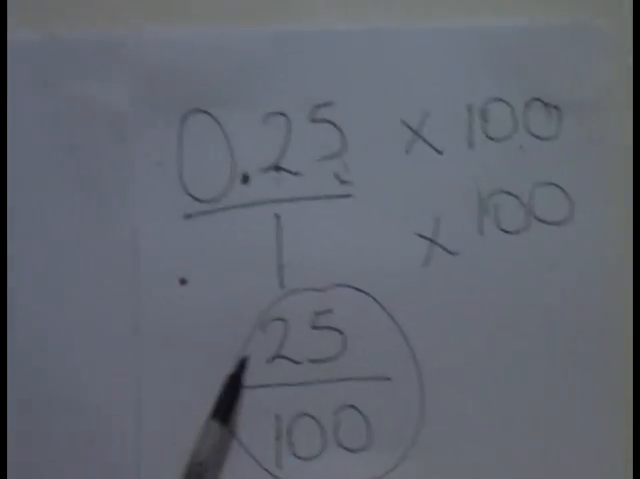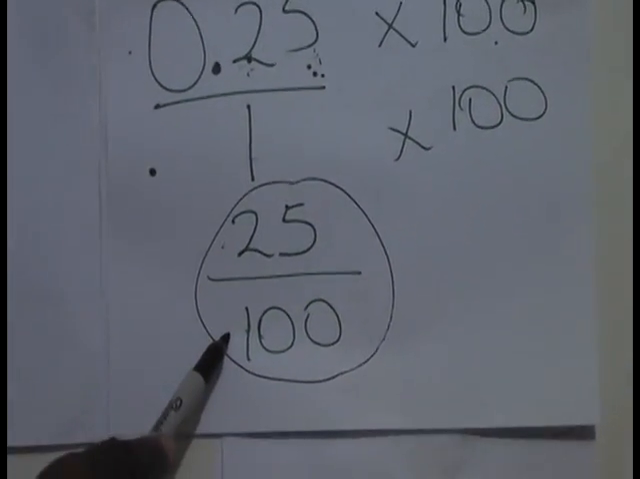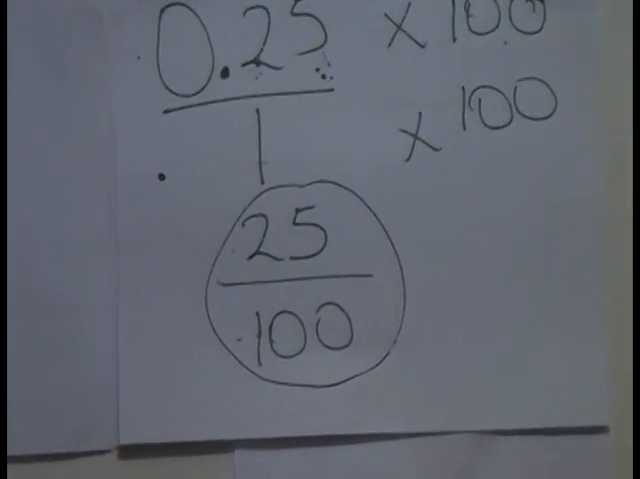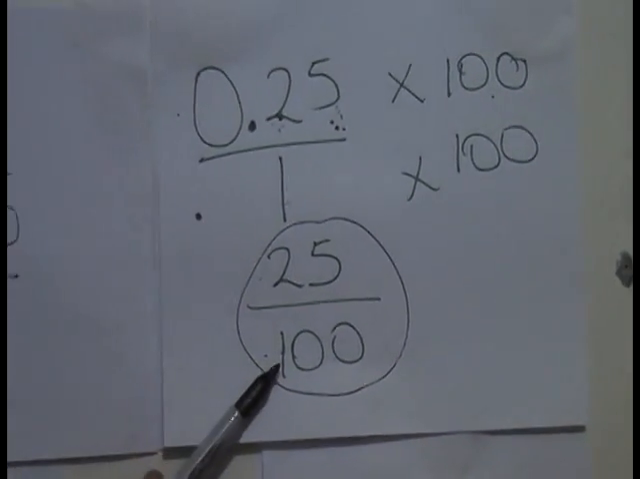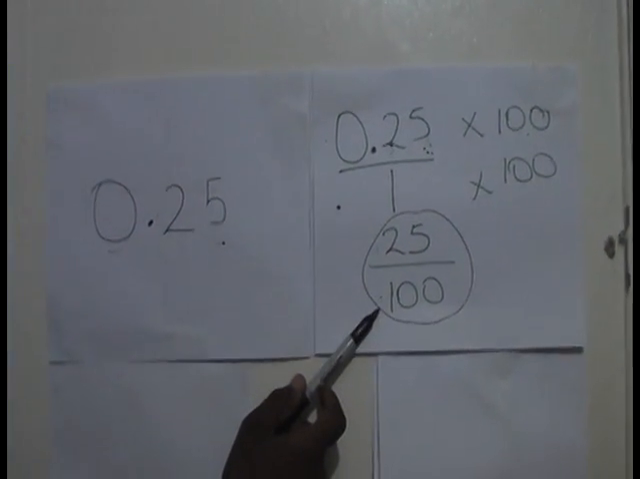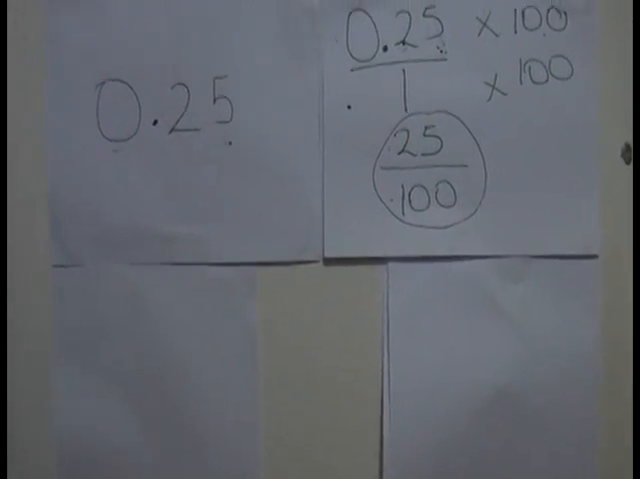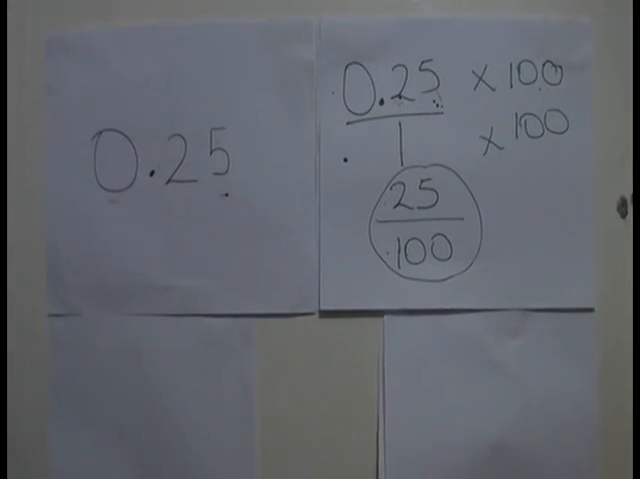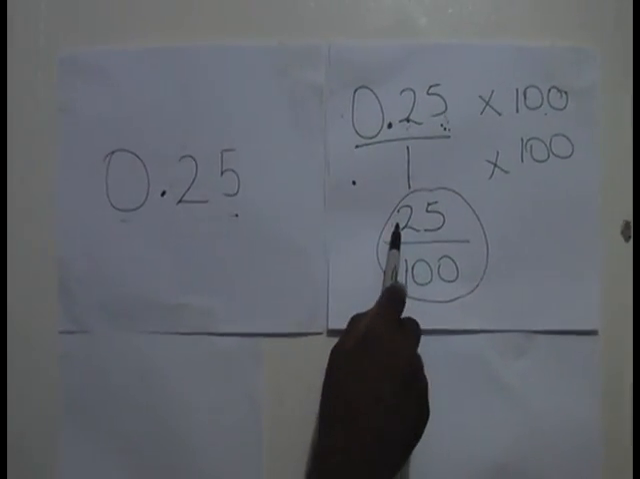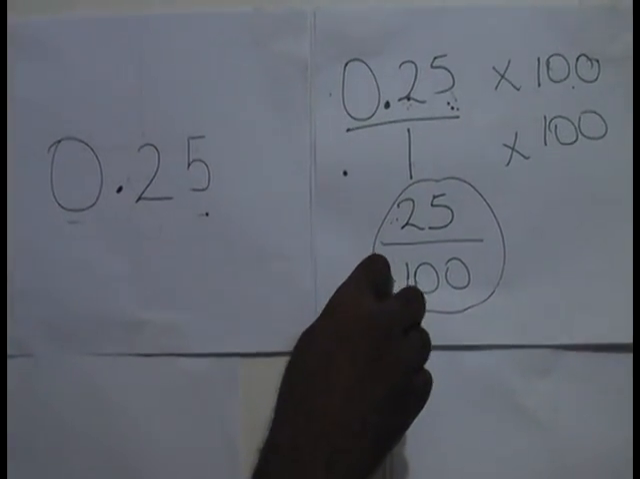Now note that the numerator is what? 25 and the denominator is 100. So let's see how we can reduce this fraction. And what kind of fraction is this, by the way? Is it a vulgar fraction or a proper fraction? Alright, now the first step is to find the highest common factor of both the numerator and the denominator.